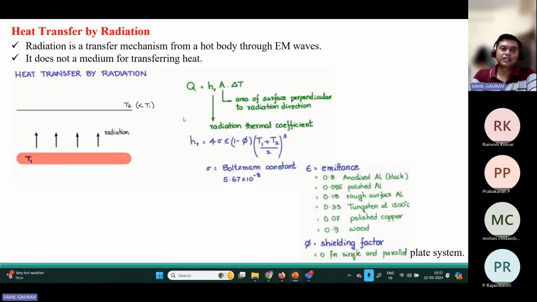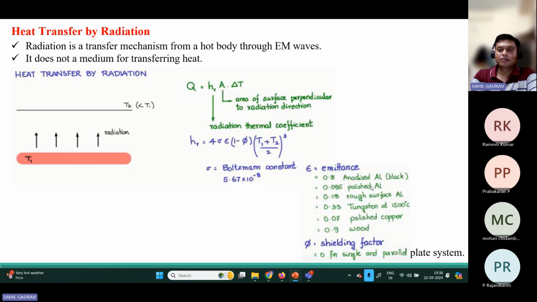If you see the expression for radiation, that is Q equal to HR into A into delta T, where A is the area of the surface perpendicular to the radiation direction, while HR is the radiation heat transfer coefficient. And HR can be written as 4 into sigma into epsilon into (1 minus phi) into ((T1 plus T2) upon 2) to the power 3, where sigma is the Stefan-Boltzmann constant. Its value is 5.67 into 10 to the power minus 8, where epsilon is emittance, and the emittance values for different metals and different surfaces are given.